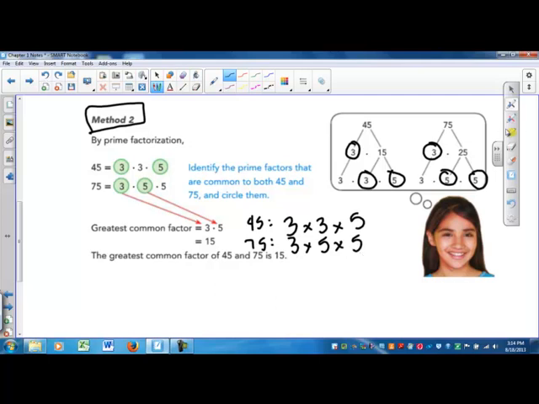What you're looking for here is common prime factors. Do you see anything common? Well, you should say yes. You see 3's right there. I see 5's right there. Then what you do is you take those common prime factors, and you bring 1 down from each of that section, and you do 3 times 5. Your GCF is 15.